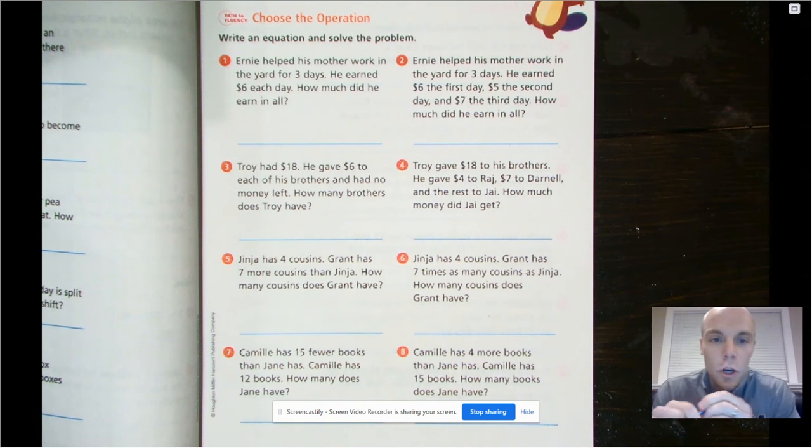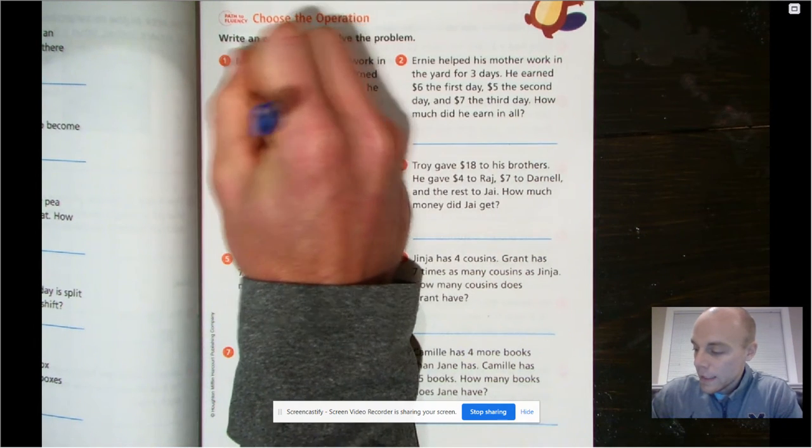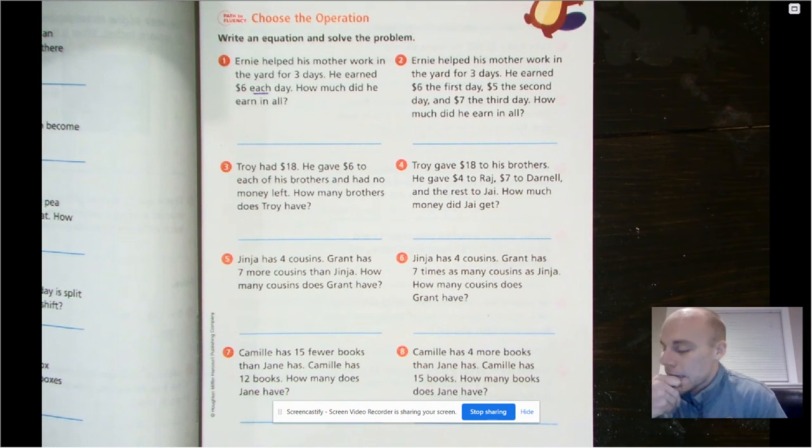Here we go. Number one: Ernie helped his mother work in the yard for 3 days. He earned $6 each day. How much did he earn in all? I'm going to underline the word each because that tells us, ooh, each. That goes along with multiplication and division a little bit, like the word each there.